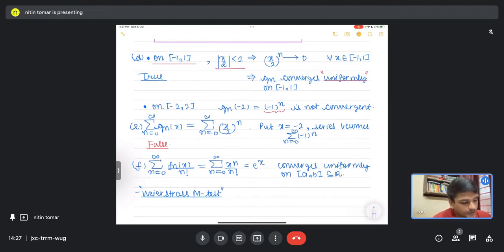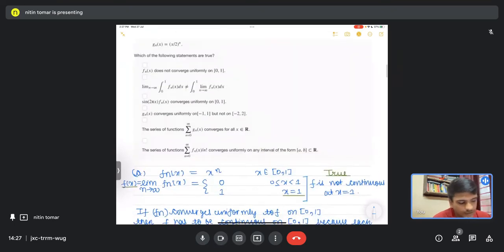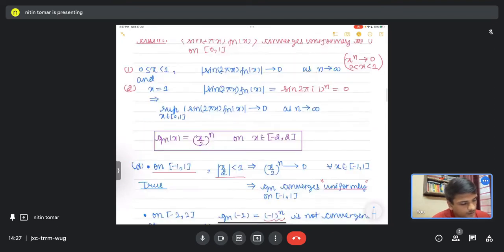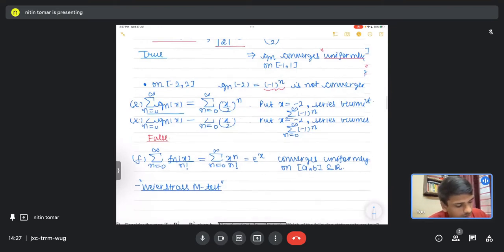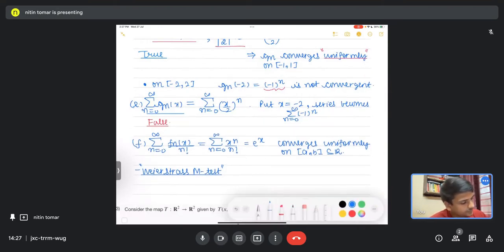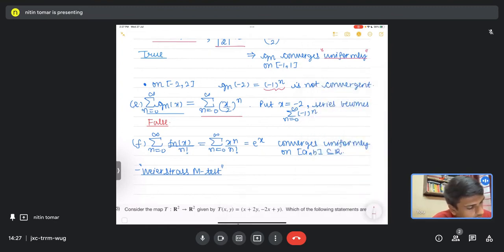Now the fifth option is whether the series summation of gn(x) converges for every x. As we have just seen, it is not true. Why? Because we put x equal to, let's say, -2 again. If you consider this series and put x equal to -2, this series will become the summation of (-1)^n, which is not convergent.